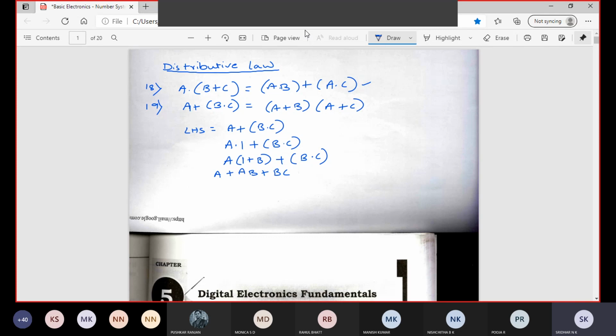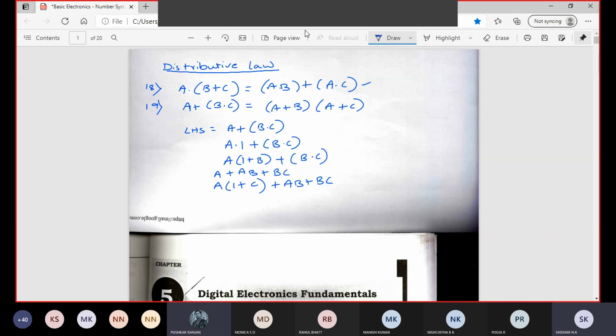Now you have this equation, correct? A is alone. So which one do I have to associate now? I have associated B. Now C is left over. Now you associate C with A, that is A into 1 plus C plus AB plus BC. Can I write? Because 1 plus C is nothing but 1, correct?